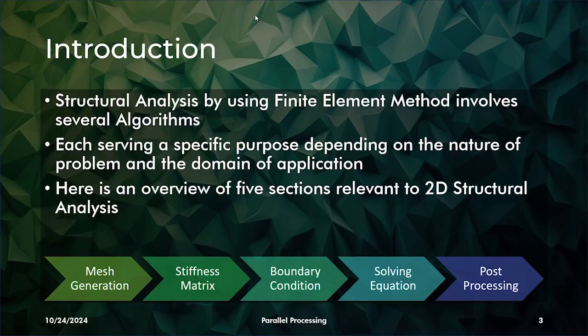The first is mesh generation. It's not an exaggeration to say that mesh generation is the most important step in the finite element method, because if you have an accurate, well-distributed mesh, you can expect better results. After we generate the mesh, we go to the next step, which is the stiffness matrix. Now we have many elements, and we're going to put them in a matrix and multiply them by other constants to build our stiffness matrix.